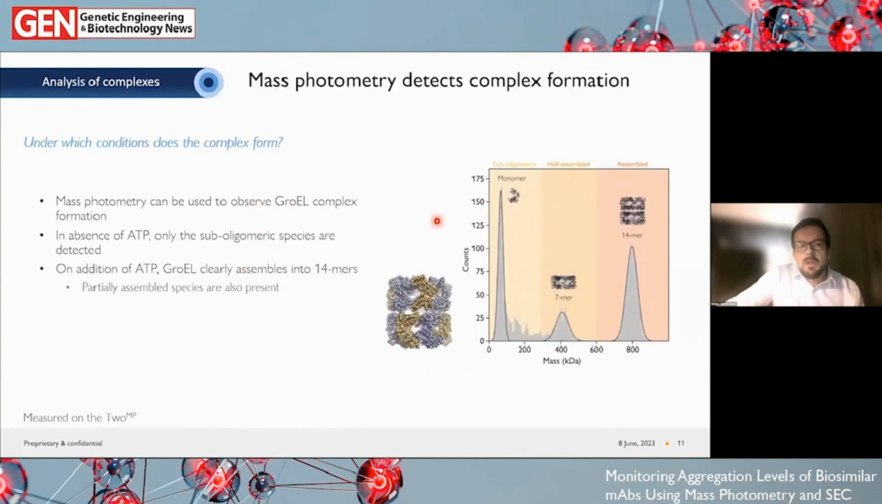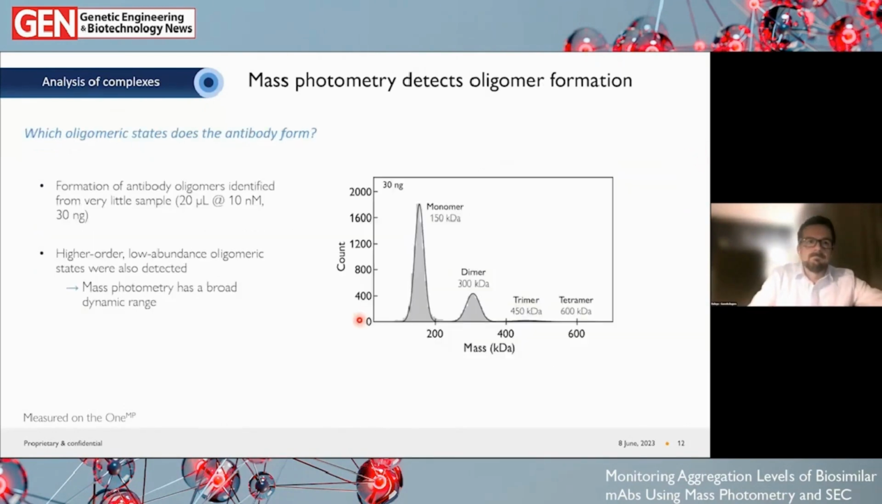You might also be interested in understanding the conditions under which a complex forms. So this is another example, looking at a chaperone complex. What we find is that in the absence of ATP, only sub-oligomeric species are detected. And upon the addition of ATP, the chaperone then assembles into these larger 14-mer complexes, so the full chaperone.